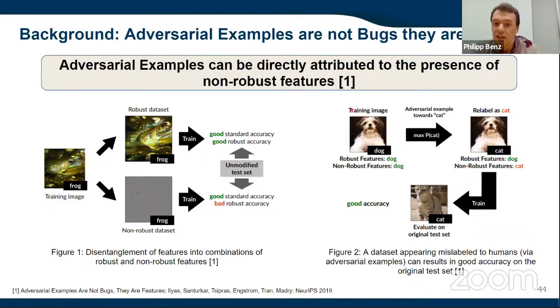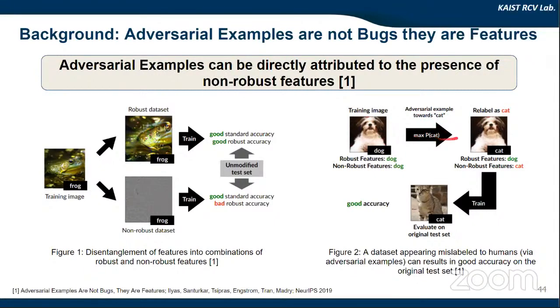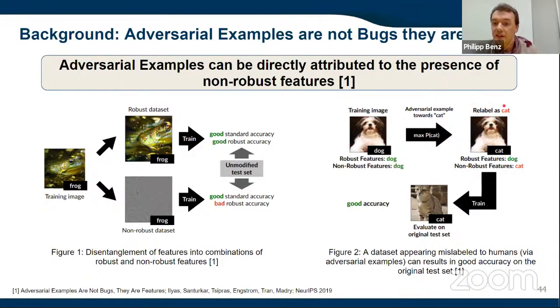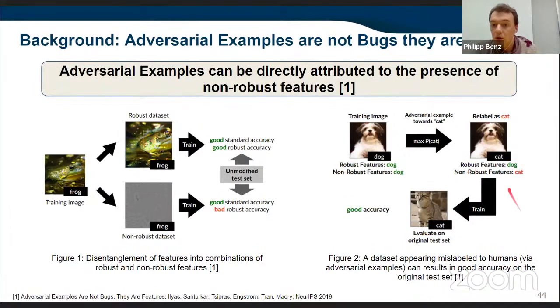Now let's have a look at how they actually achieved this. We have this training image, which is a dog. As we would normally understand, this image has robust features of a dog and non-robust features of a dog. Now we create an adversarial example and try to fool the classifier from the dog towards the class cat, and then we relabel this sample as a cat. So what do we have in this image? For us humans, this still looks like a dog, right? So we have those robust features of a dog and those non-robust features of a cat.